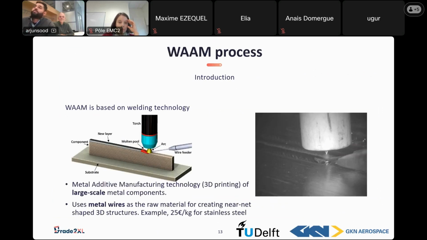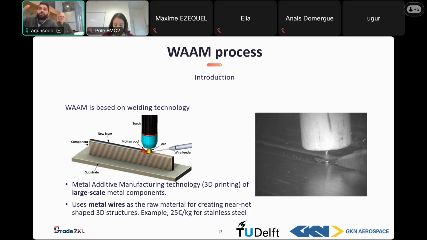Now, a little bit on the background of what wire arc additive manufacturing is. As seen in this figure, in wire arc additive manufacturing, you use a controlled electric arc, which provides the required heat that is used to melt metal wires. When this system is combined with a multi-axis motion system, it allows you to deposit 3D structures.